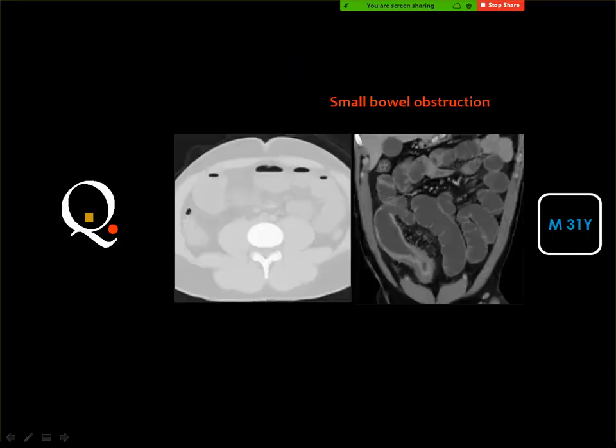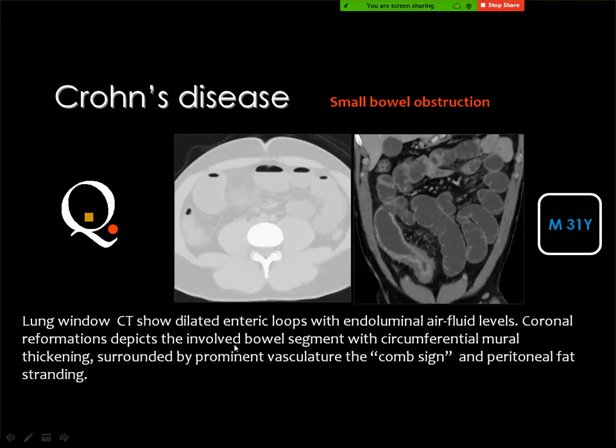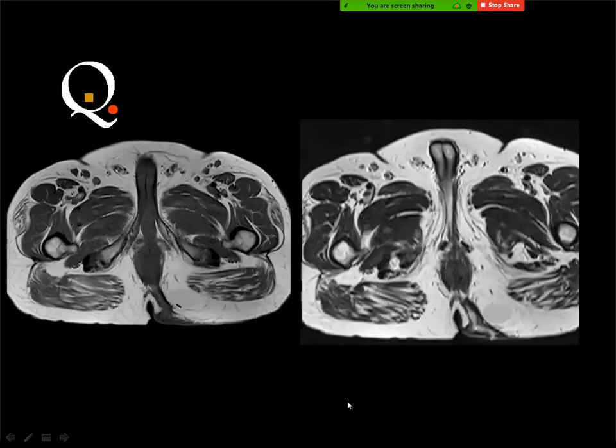Very good. This patient presented with small bowel obstruction. Looks like Crohn's disease. Yes, this is Crohn's disease, and you see the characteristic comb-like stranding of the intestinal fat.